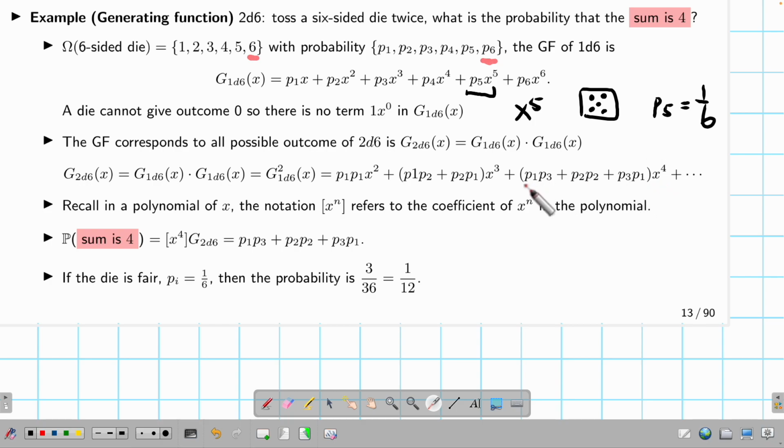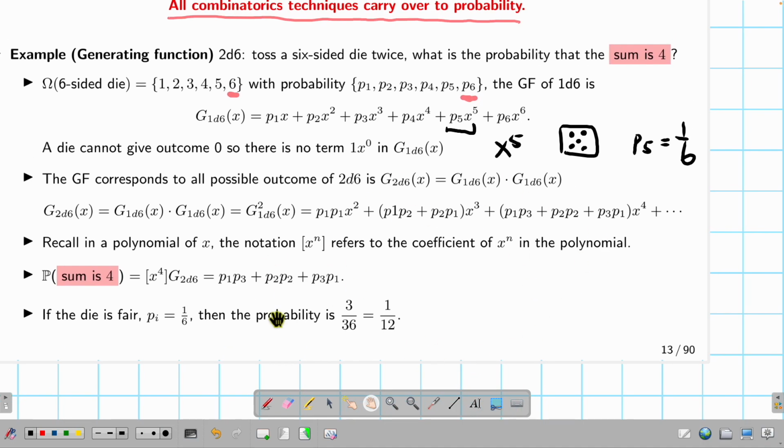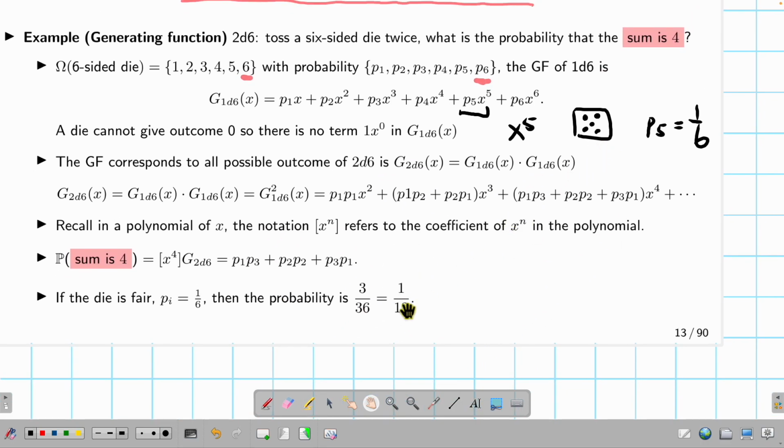Then what will be the probability? If the die is fair, all the Pi are 1 over 6. So this will be 1 over 6 squared, three times, so it will be 3 over 36, which is 1 over 12. So this is the probability if we toss a die 2 times and get a sum of 4. The probability is 1 over 12.